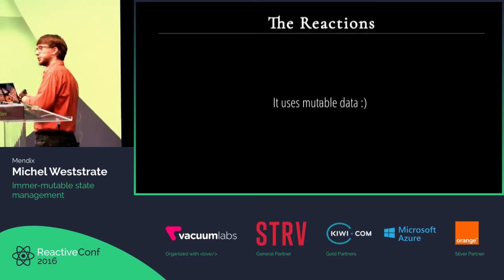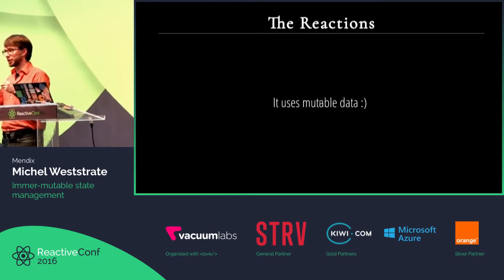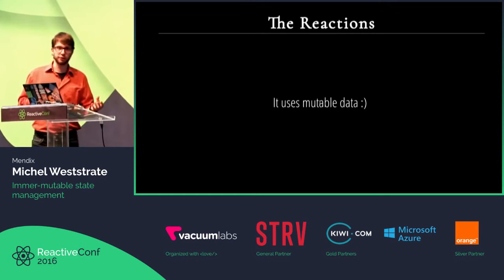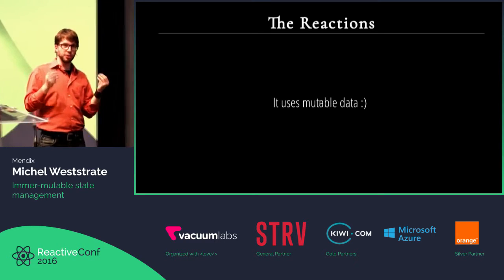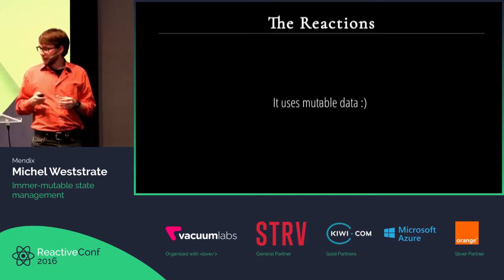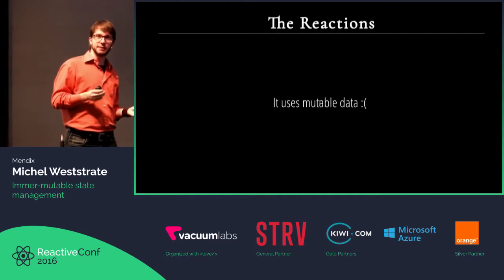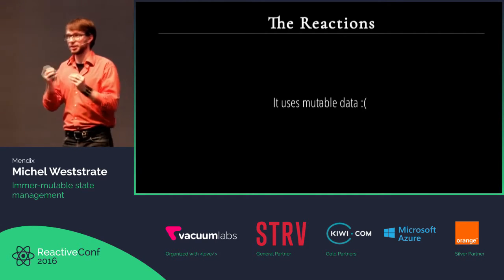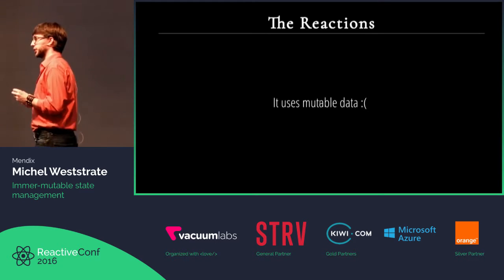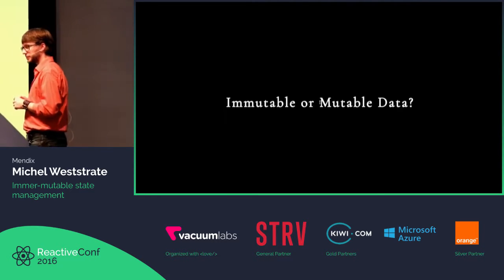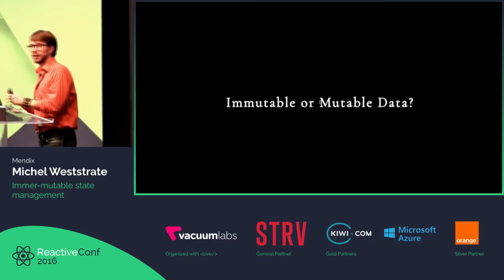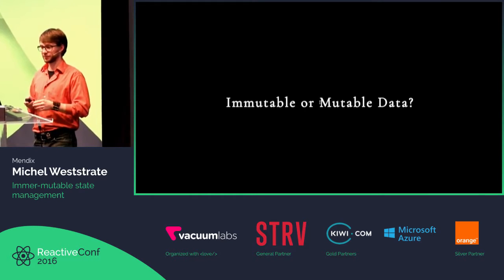And some people are happy that it uses immutable data because it fits our mental model and it's easy to work with. Everybody is comfortable in using it. But on the other hand, people are sad because it uses immutable data. And there are very interesting mathematical properties of using immutable data. So, immutable data or mutable data?